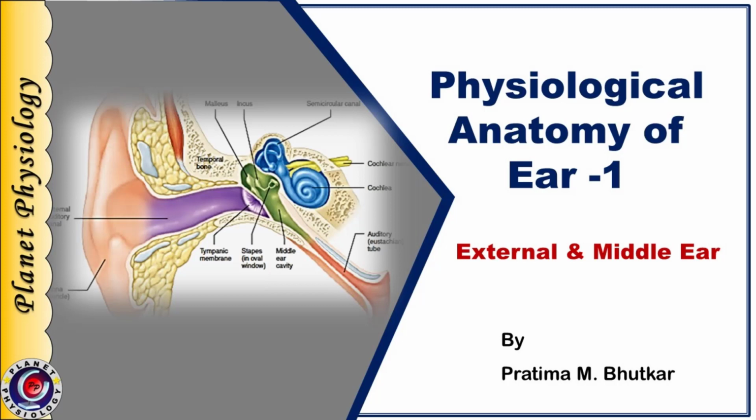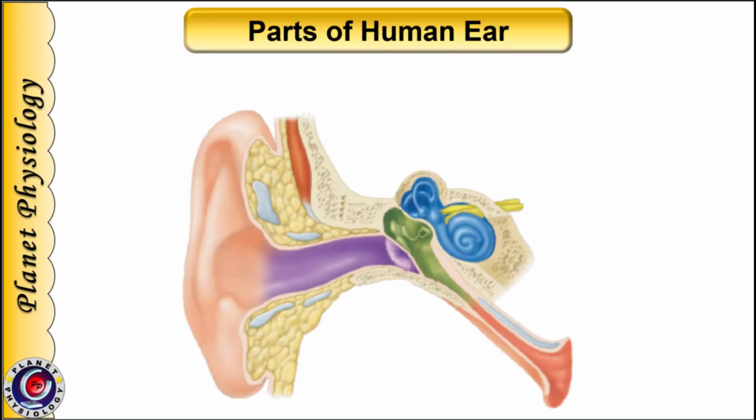Today we shall learn about the physiological anatomy of the ear, that is, the structure of the ear necessary to understand the physiology behind the mechanism of hearing as well as various disorders of the ear. In this video we shall study the outer and middle ear, and in the next part we shall study the inner ear. Let us study the structure with the help of a schematic representation.